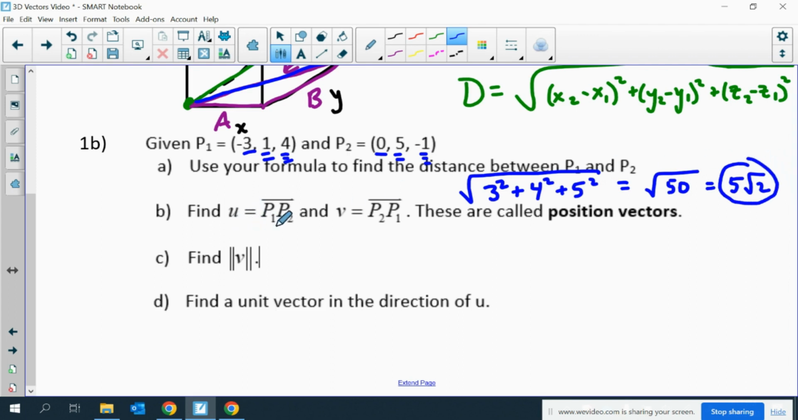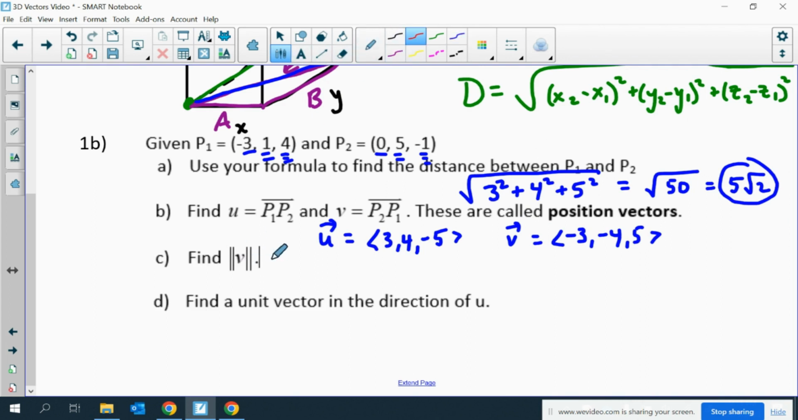Find the position vectors between these points. So u is from P1 to P2. So that's 0 minus 3, 5 minus 1, negative 1 minus 4. And v is going to be likewise negative 3, negative 4, 5.